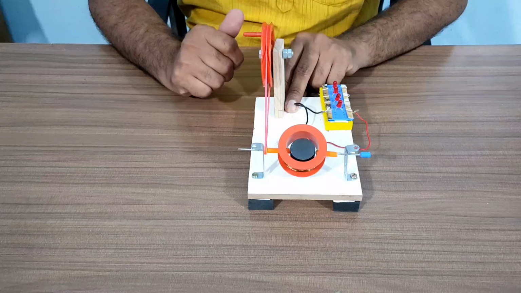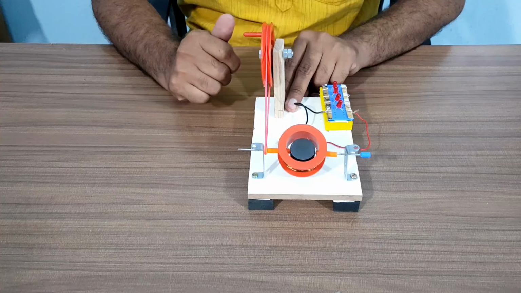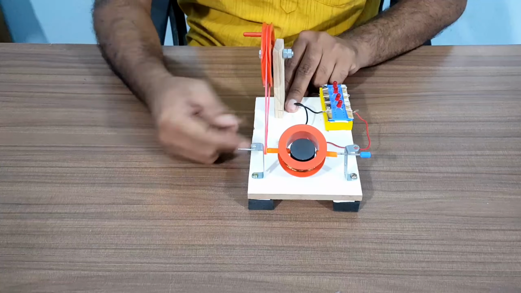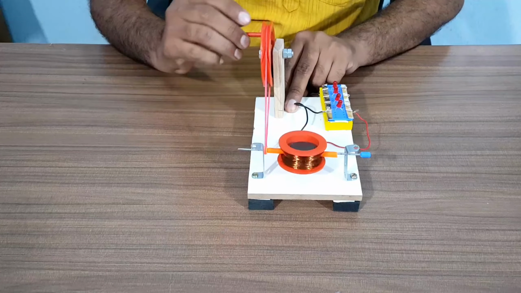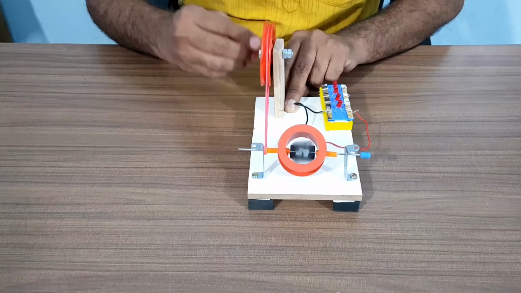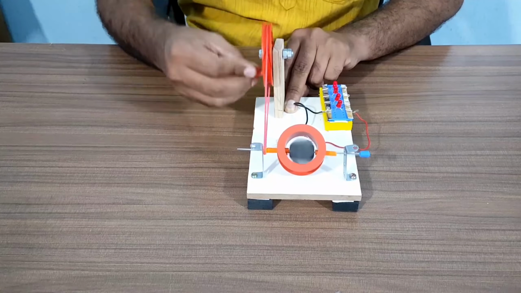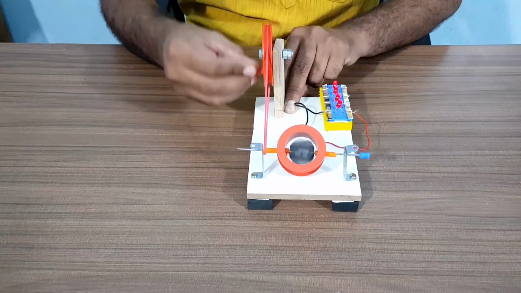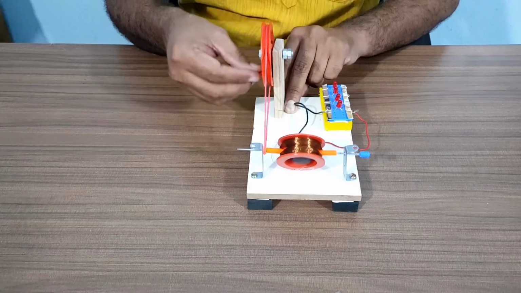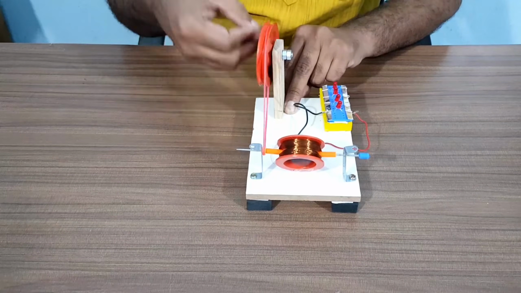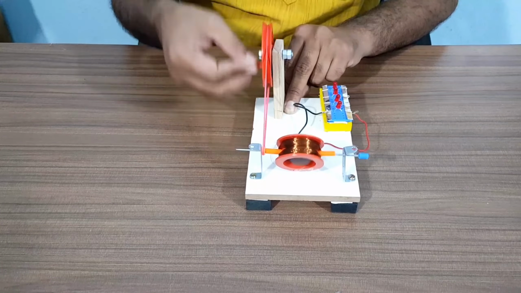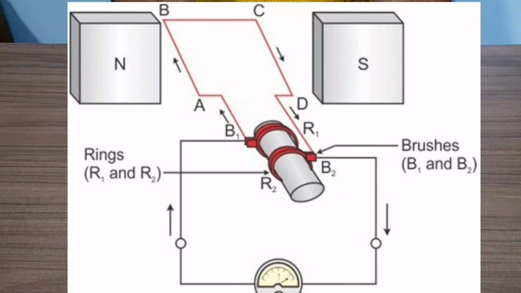In the previous model you must have seen that a copper coil is moving in the magnetic field. For you, we have designed this generator where we are moving a magnet in a copper coil, and you will see the result: LEDs are glowing. Even if I change the direction, current is still generated and LEDs are glowing.